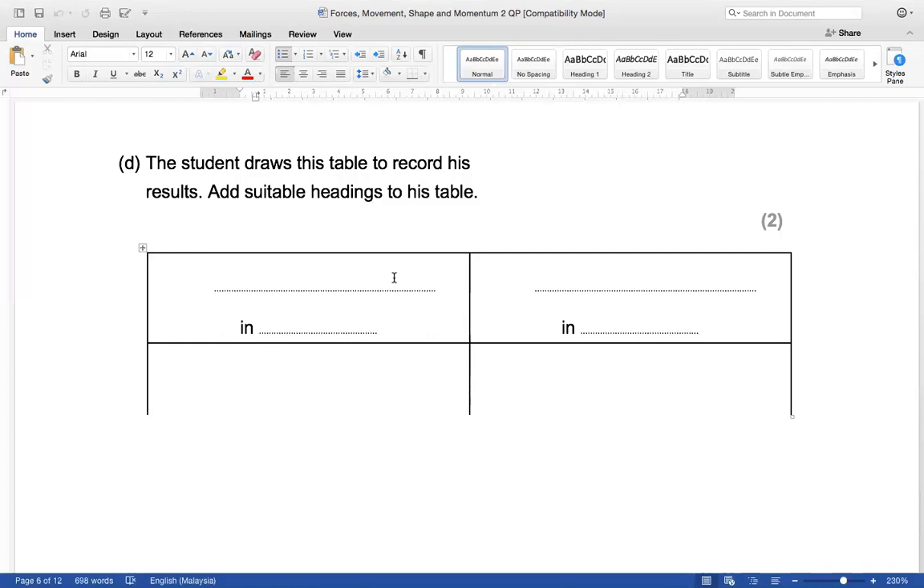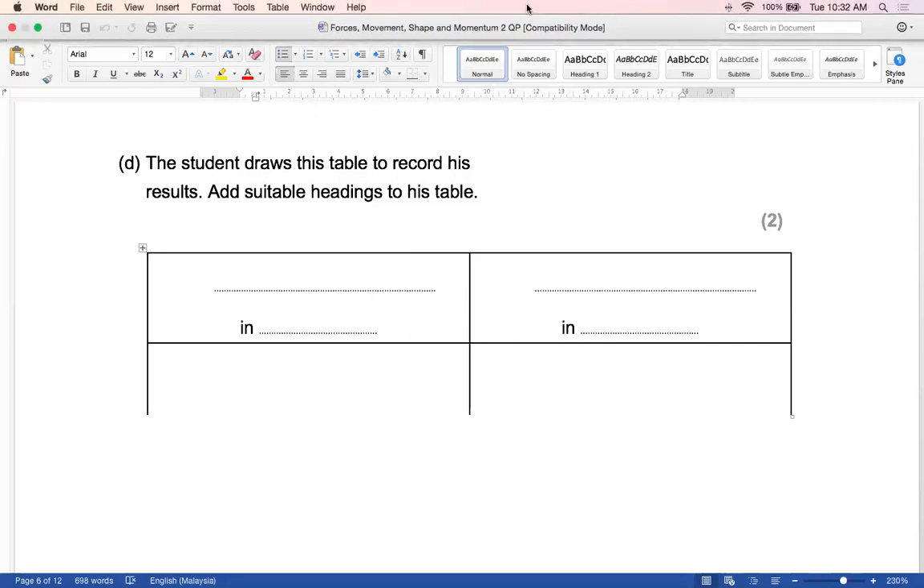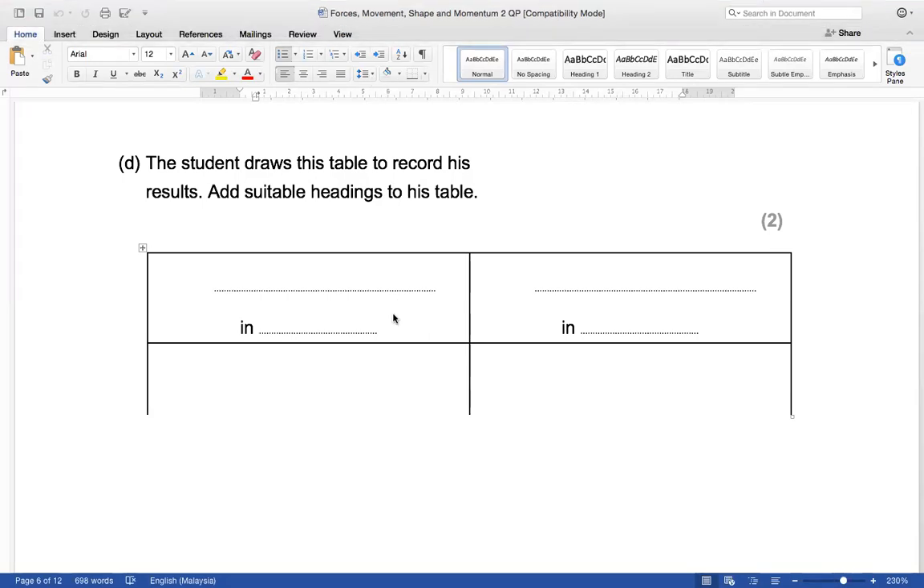Mass of cupcake case. Correct. So mass of cupcake case in grams. You must write here mass of cupcake cases in grams, and then in bracket put g. You must put the unit. So mass of cupcake cases in grams, bracket g.